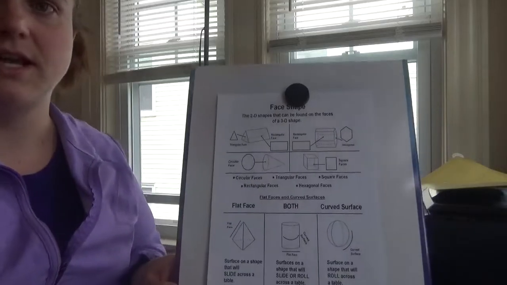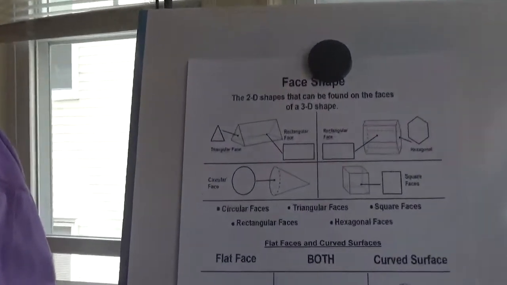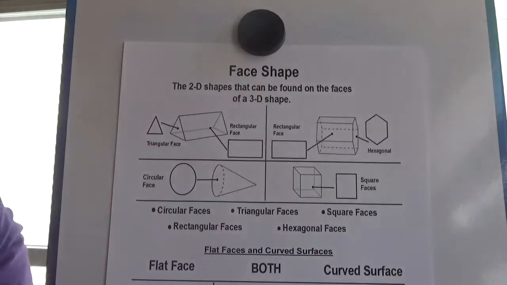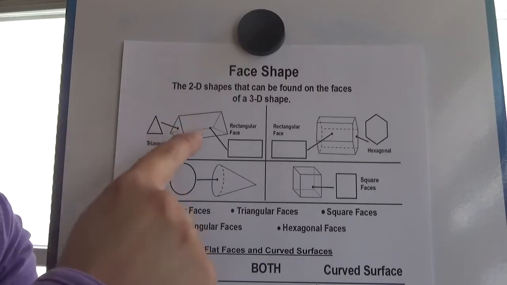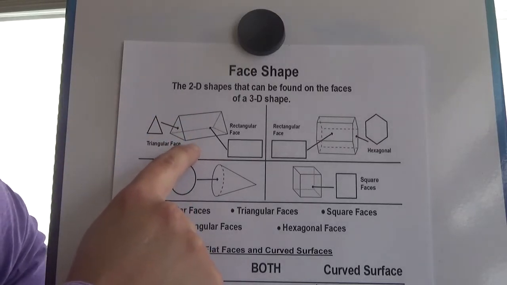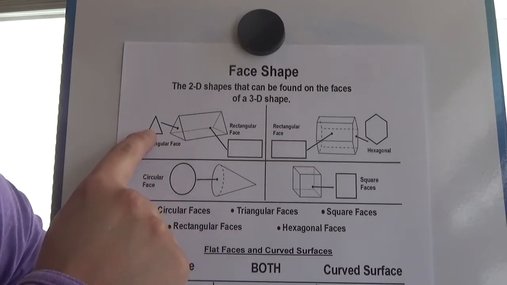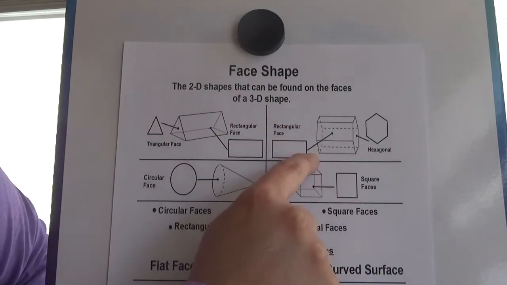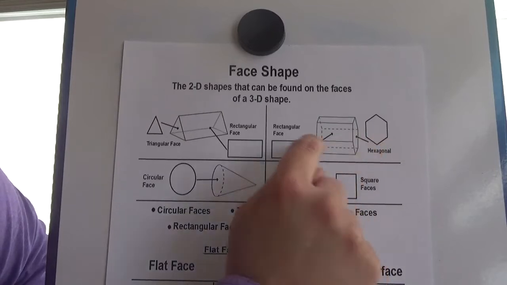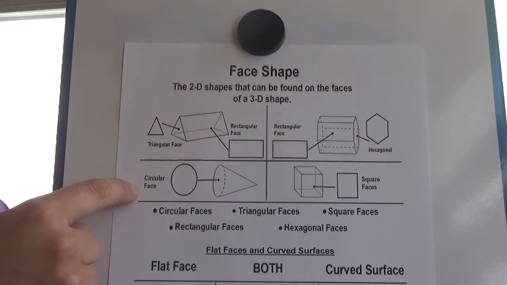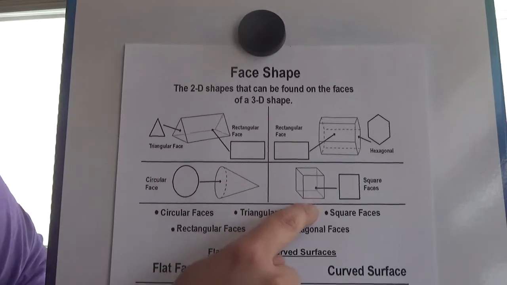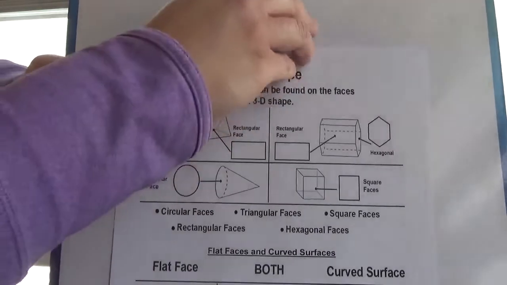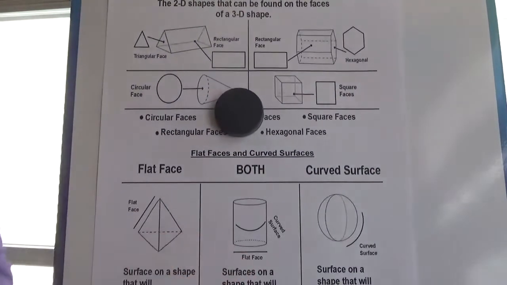And I also have this sheet here that goes into a little bit more detail of what a face is. So it says face shape: the 2D shapes that can be found on the faces of a 3D shape. So here's that example of that triangular prism that I talked about. It has a triangular face here and here, and then it has a rectangular face as well. Over here is a hexagonal prism. So the faces here are hexagons and rectangles. This is a cone, again, which just has the circular face. And over here is the cube, which has the square faces all around.